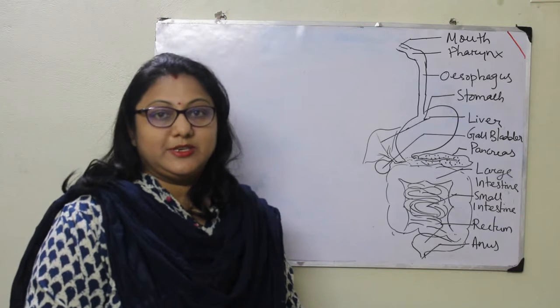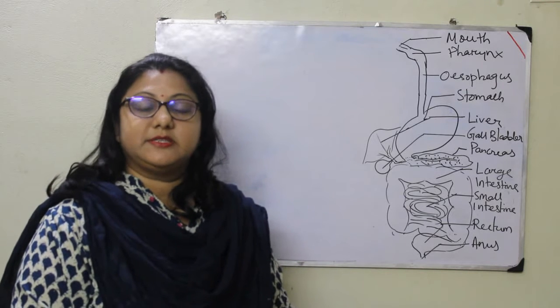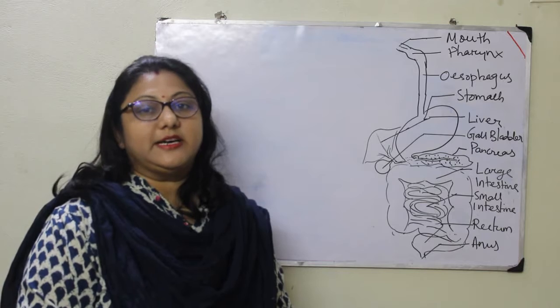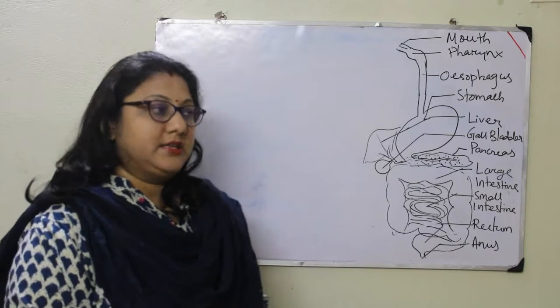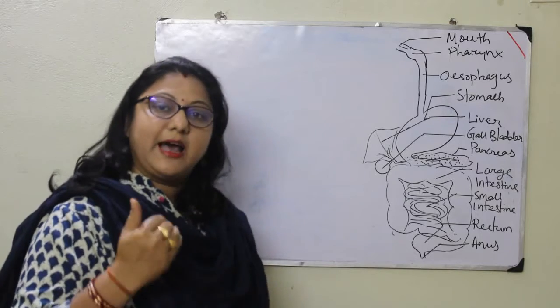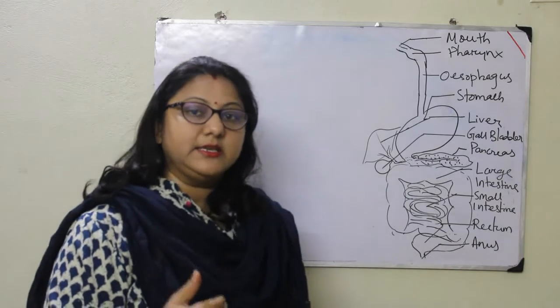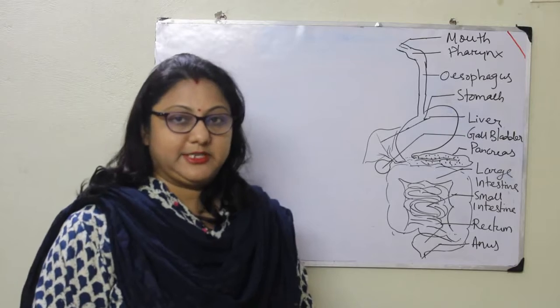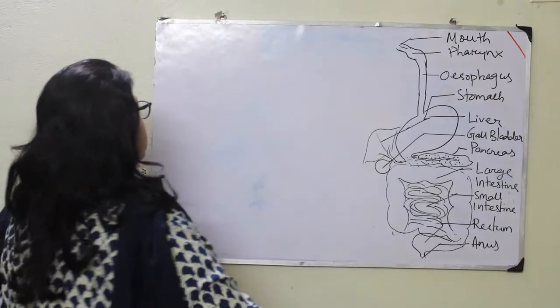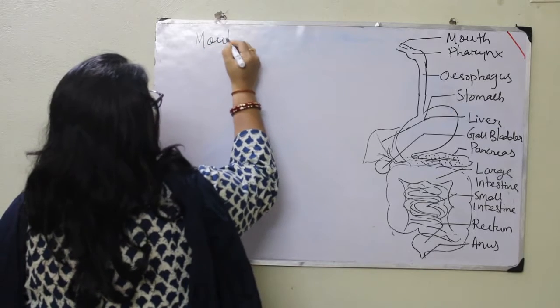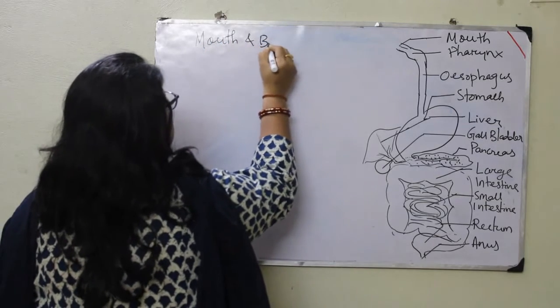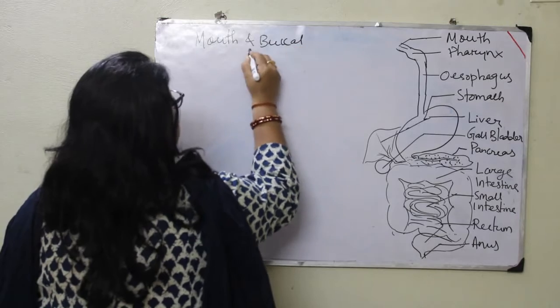So let us now discuss the digestive system, or different parts of the digestive system of human beings. We can start with the first part of the alimentary canal, that is the mouth and buccal cavity. Clear? So we will start with mouth and buccal cavity.